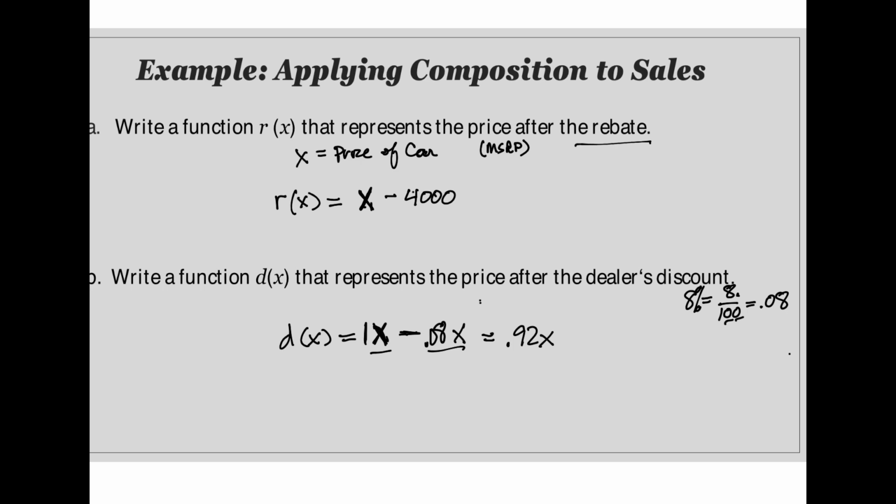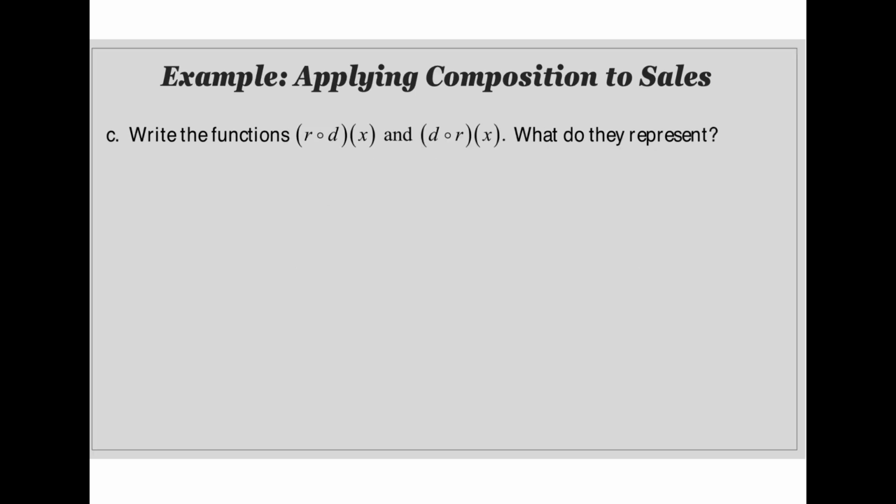Now let's move over to our composition functions. R of D of X, and then we're going to do D of R of X, and talk about what they represent. So here we're doing X, D of X, and then we're going to put that into R of X. So we're going to find the R of D of X. D of X, remember, is the discount. So that's doing the 8% discount, and then the rebate.